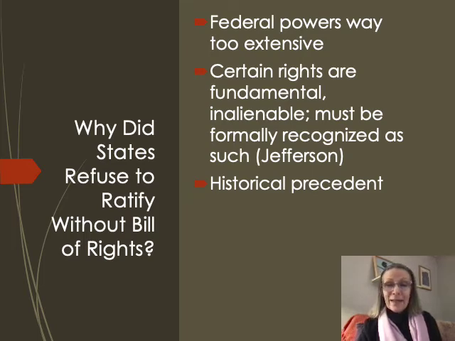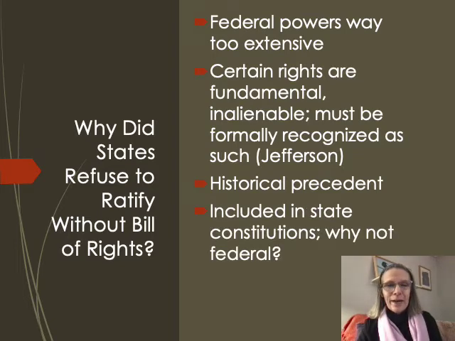There's historical precedent for a Bill of Rights. Your textbook references the Magna Carta from 1215 that basically enumerates these inalienable rights. And the states also said, hey, look, states have constitutions as well as the national government has a constitution. And so a Bill of Rights was included in state constitutions, and that didn't seem to be dangerous or problematic. Why not include it in the federal constitution as well?